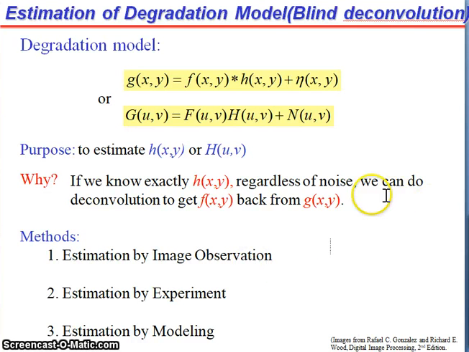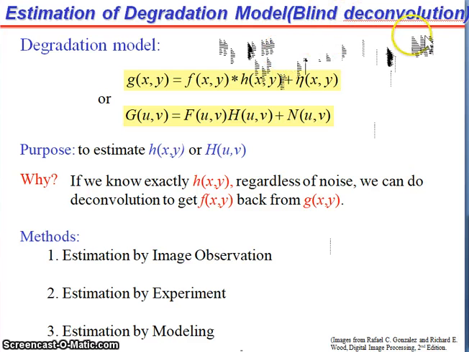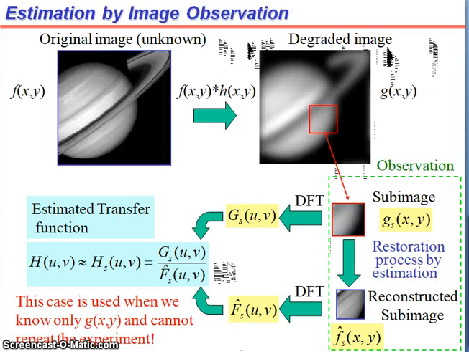Okay, here, estimation of the degradation model is done by three methods: estimation by image observation, estimation by experiment, and estimation by modeling. These are also called blind deconvolution. That means the process of restoring images based on the estimation of the degradation model is nothing but blind deconvolution. Now, the first one is estimation by image observation.